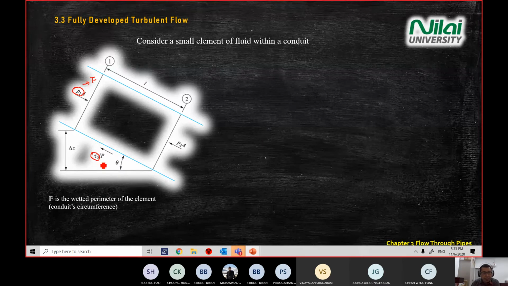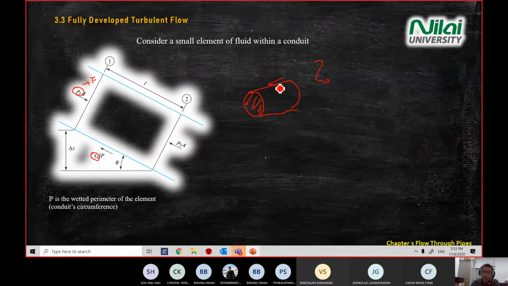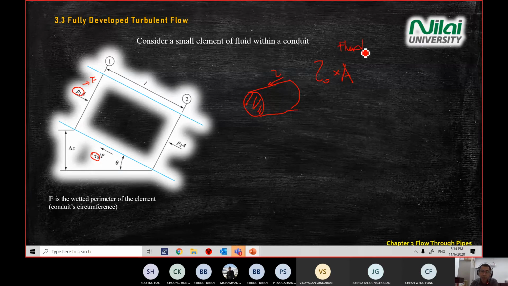P means, okay, you imagine this is a pipe and you have a flow flowing. So we have a cross section there. So what is the tau 0? Tau is a shear, shear acting parallel to the flow. This is shear times the area that the fluid is in contact with. This is the contact area, or in other words called wetted parameter or wetted area.